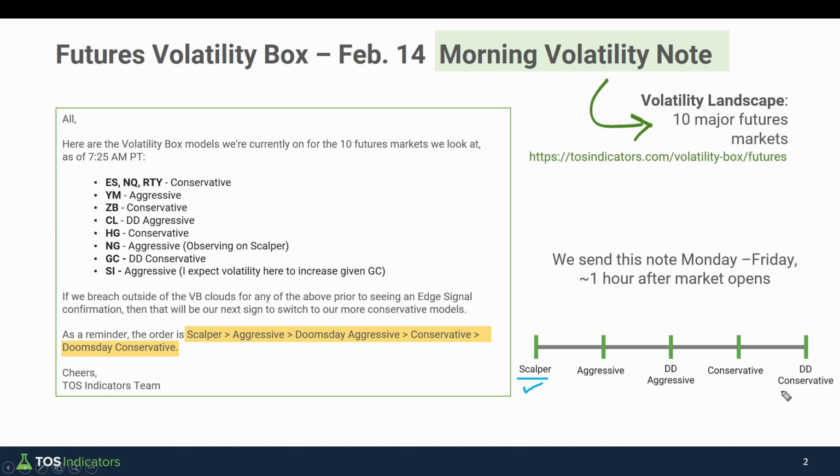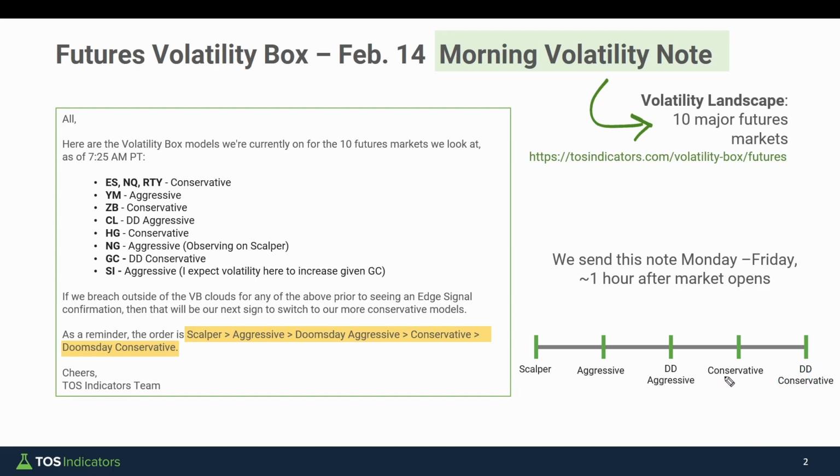Now if say on the other hand, you're on the doomsday conservative models, and that's a very clear sign that, hey, there's a great deal of volatility in the markets. You want to be a little bit more cautious today. We're starting with our doomsday conservative models. And this doesn't happen too often, just to be clear.